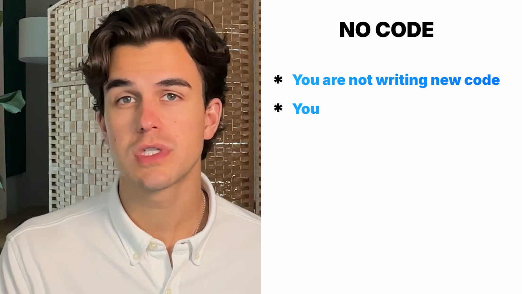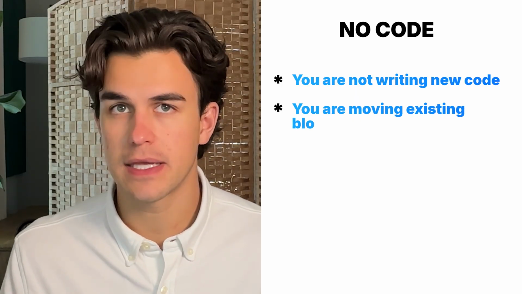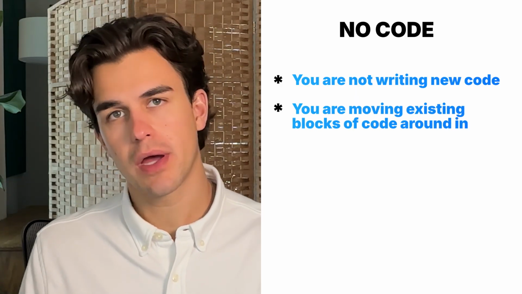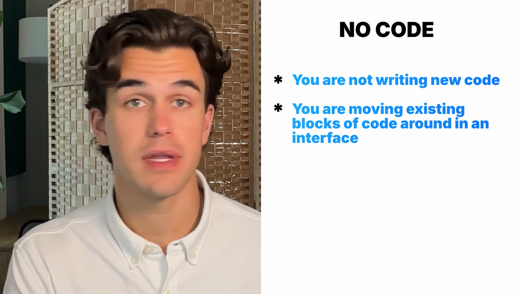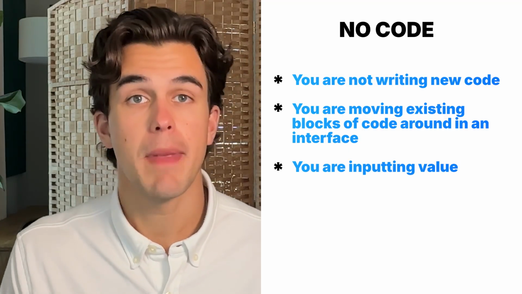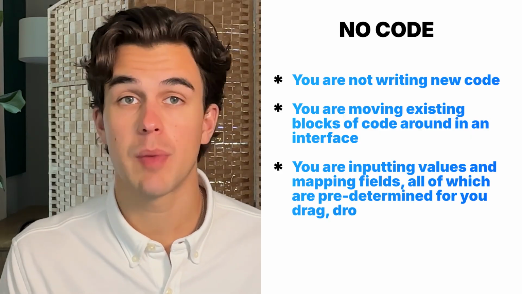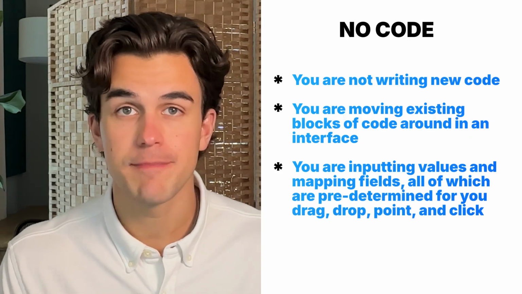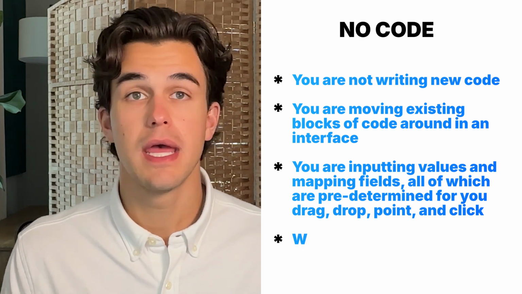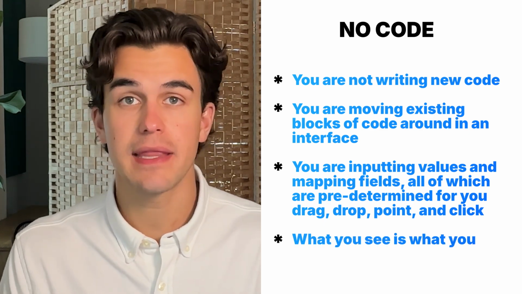While we wait, let's define no code. With no code, you're not so much writing new code, you're moving existing blocks, technically code, or components around on an interface. You're putting in values, you're mapping fields. All of that is predetermined for you to drag and drop and point and click. It is straightforward, it's easy, it can be a little tedious, but everything that you see is exactly what you get. It's where you get the name, what you see is what you get builders. Same thing goes for a what you see is what you get website.